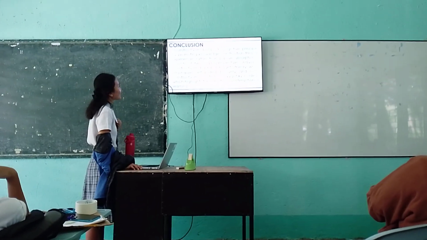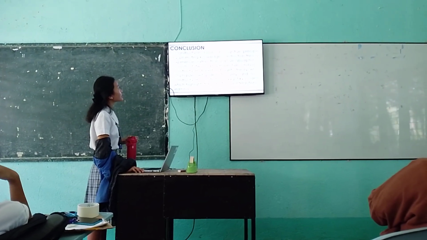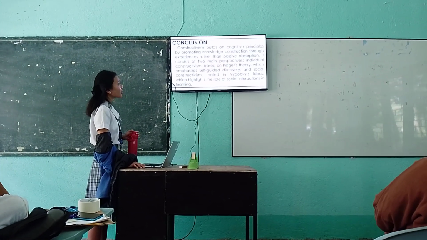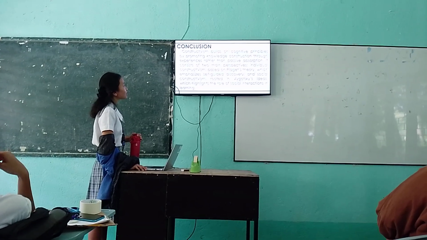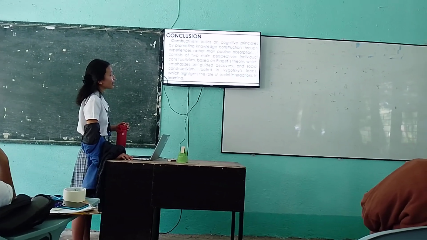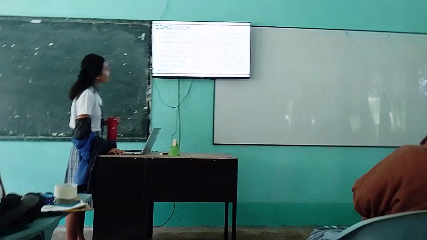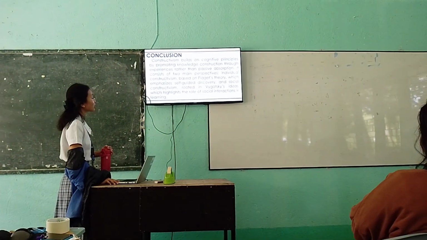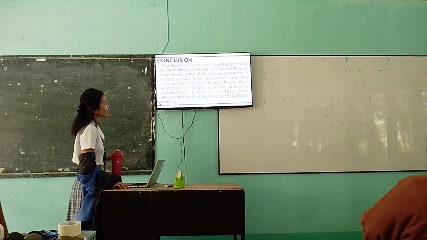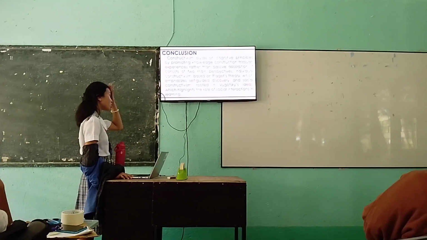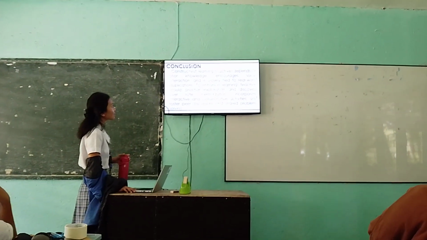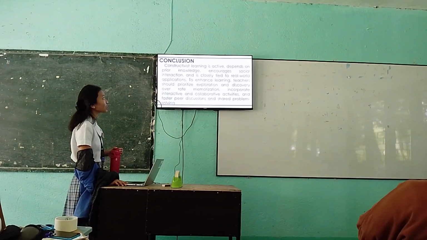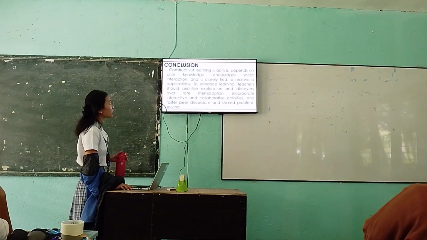In conclusion, constructivism builds on cognitive principles by promoting knowledge construction through experiences rather than passive absorption. It consists of two main perspectives: individual constructivism, based on Piaget's theory, which emphasizes self-guided discovery, and social constructivism, rooted in Vygotsky's ideas, which highlights the role of social interaction in learning. Constructivist learning is active, depends on prior knowledge, encourages social interaction, and is closely tied to real-world application.